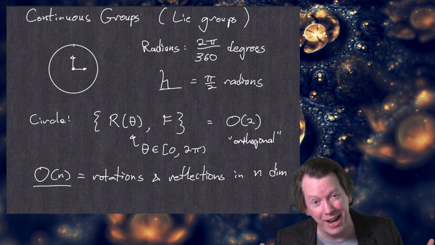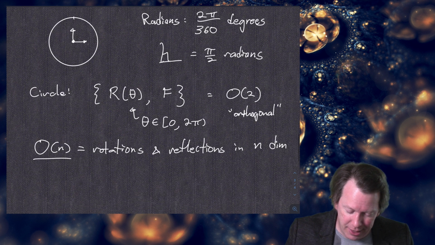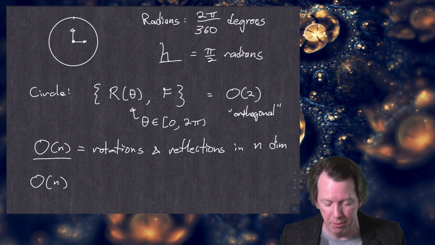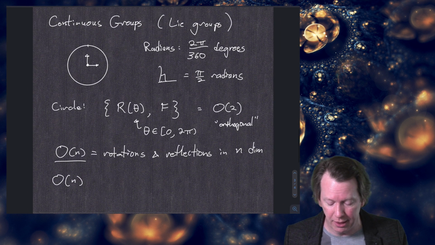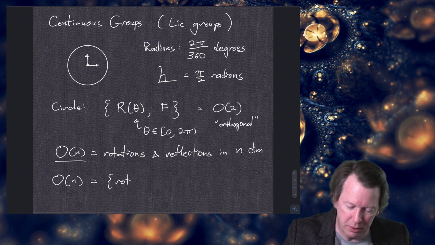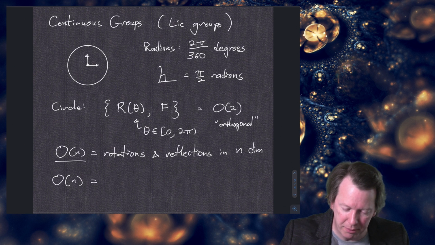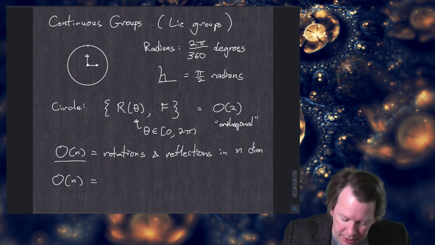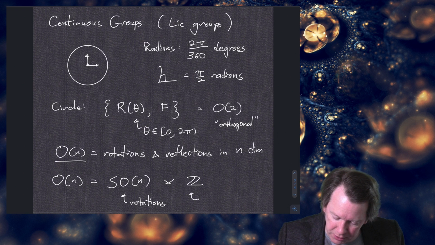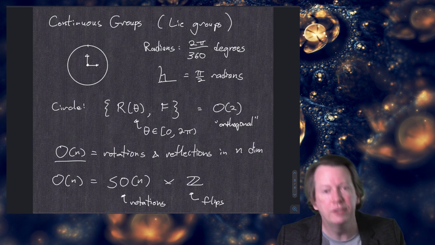So in this case, and in fact in every case, what's going to happen is ON, the entire set of symmetries of this n-dimensional space, the generalization of a rotation, is going to be rotations. So, sorry, let me just be a little bit more explicit about it. It's going to be something which we call the special orthogonal group. So this is just rotations times Z2 reflections or flips. This is always going to be true.